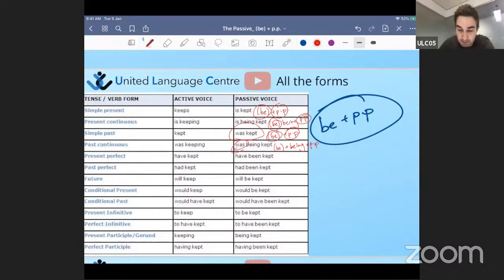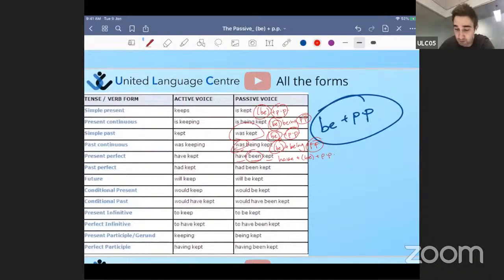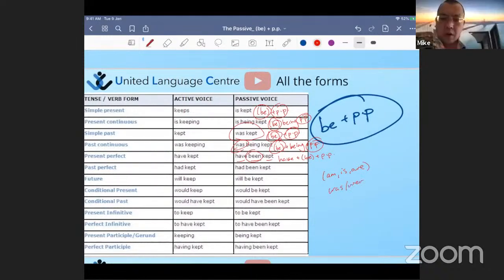Okay, have been kept, right? Have plus be plus PP. And this is just the past participle form of be, right? Because of course we have am, is, are, was, were, and then been. So been is the PP. So that's where this comes from.